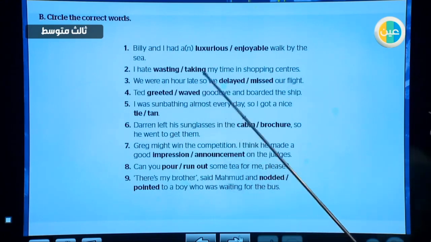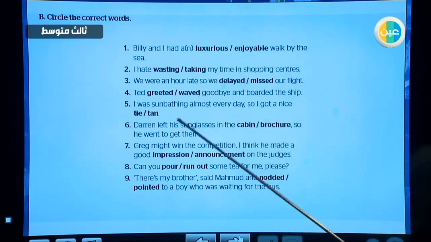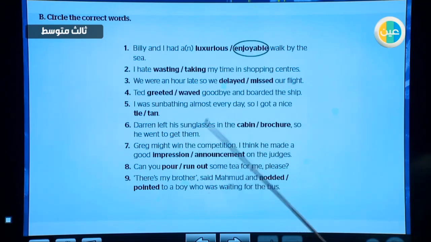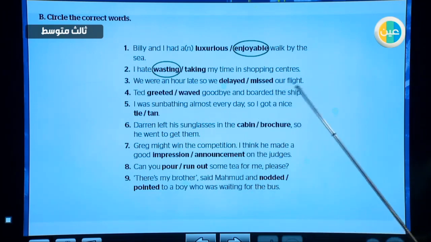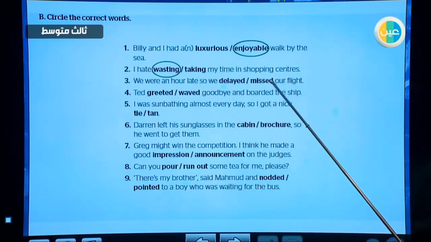Billy and I had a luxurious or enjoyable walk by the sea. Of course, enjoyable. Enjoyable, something that you enjoy doing. I hate wasting my time or taking my time in the shopping center. Wasting my time, spending my time doing something that doesn't deserve to be spent at. Yes. We were an hour late, so we delayed our flight or missed our flight. If you are late, you would miss your flight.